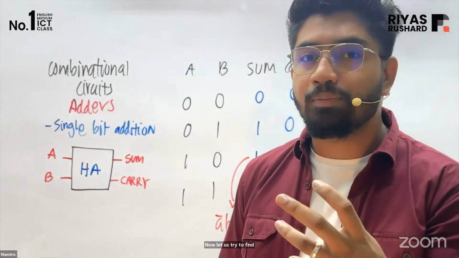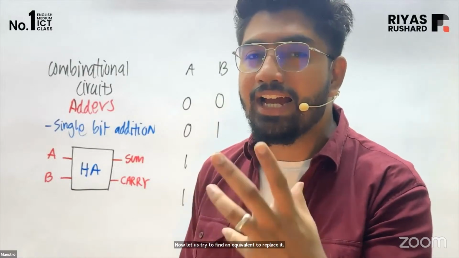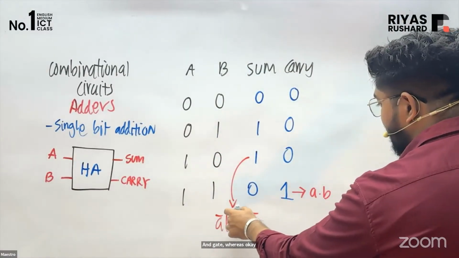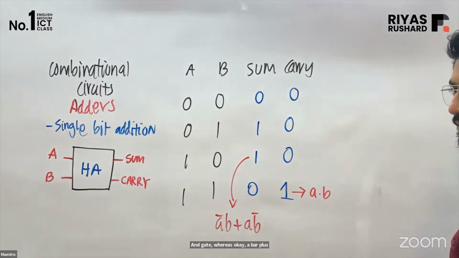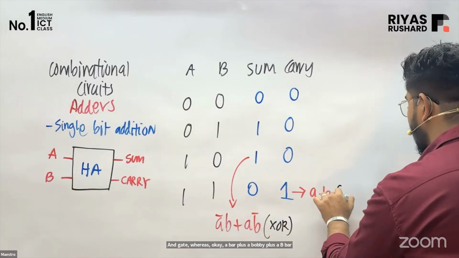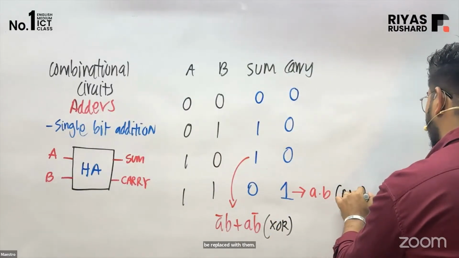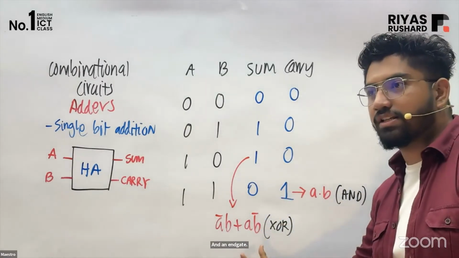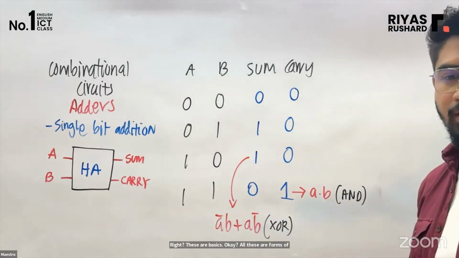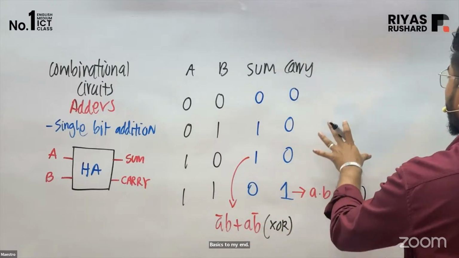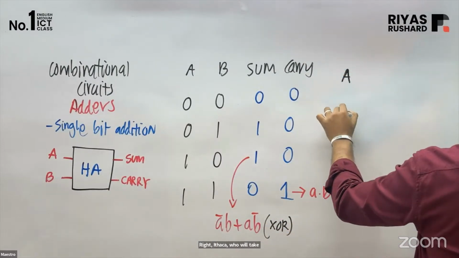Right. Now, let us try to find an equivalent gate to replace it. A dot B can be replaced with an AND gate, whereas A bar B plus A B bar can be replaced with an XOR gate. Right. These are basics. All these are forms of basics. Now we will take these two and try to develop a circuit diagram.